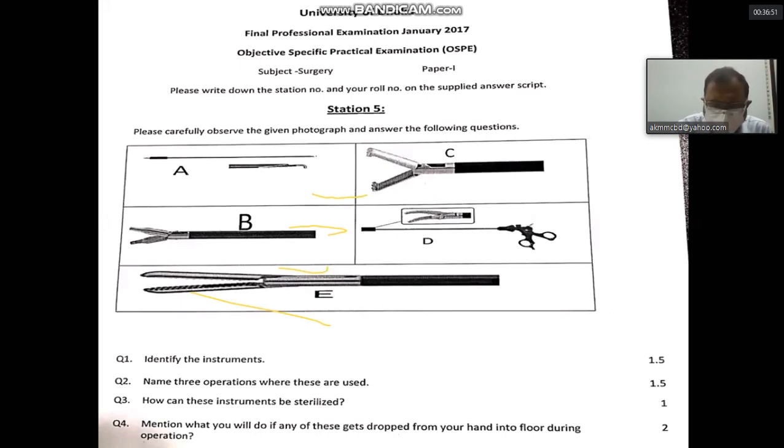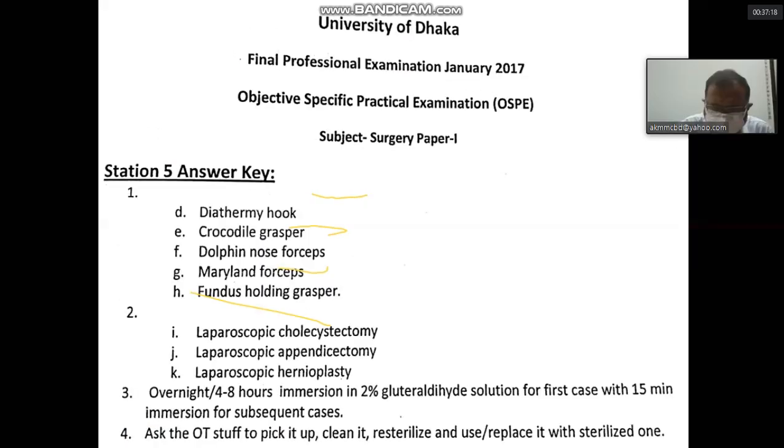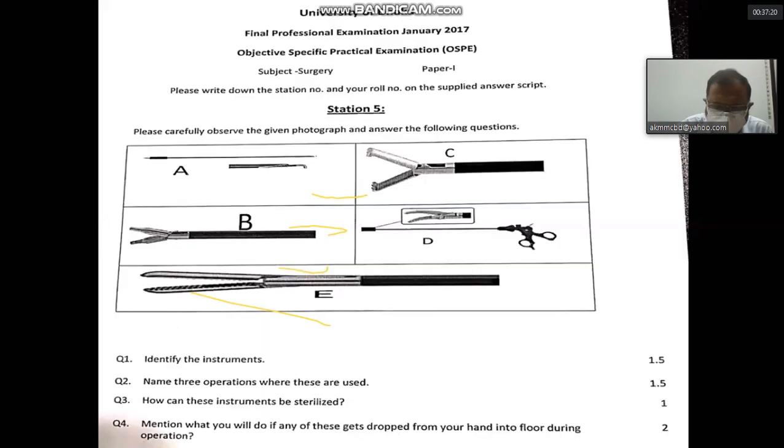So next question is, name 3 operations where these instruments are used. See, in earlier questions they asked about the use, and here you have to mention the operation name. Laparoscopic cholecystectomy, appendicectomy, very good. And laparoscopic hernioplasty.